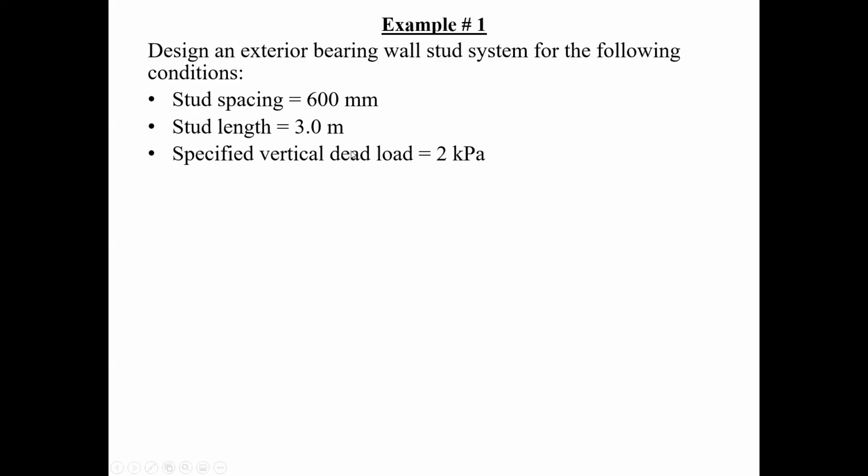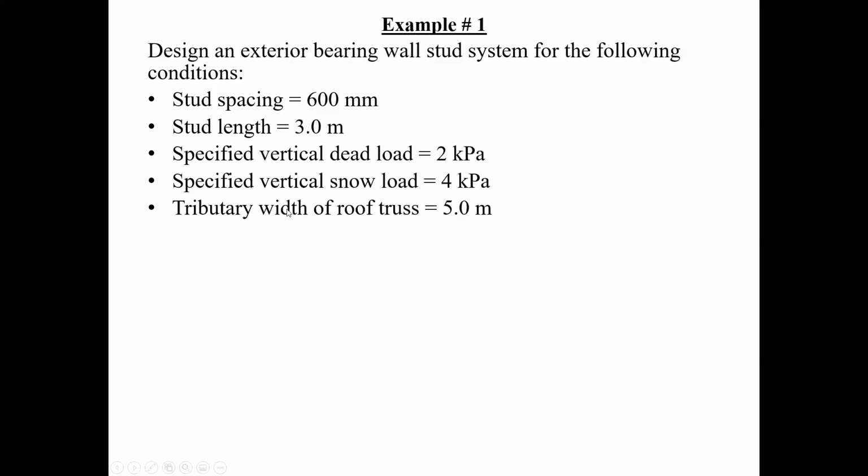Now, the specified vertical dead load is 2.2 kPa. It's not too bad. And the vertical snow load is 4 kPa. And then I will show you how, from your ADA, you get these values. It's not very hard.